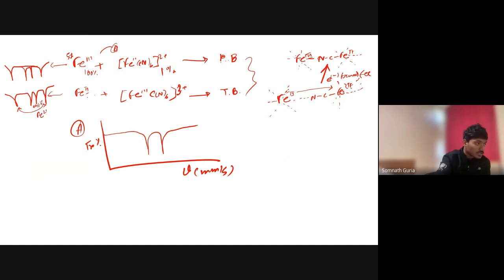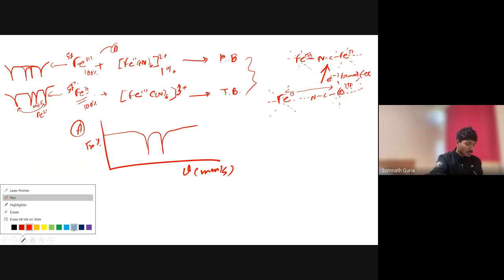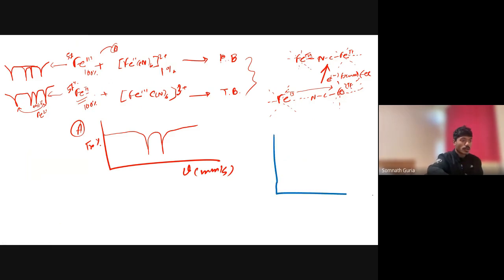Now they take this iron as 57 enriched iron, and they found in B that this is the same as the initial one. How?